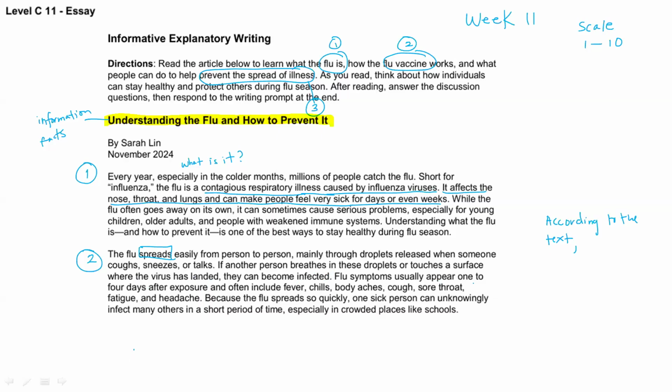Flu symptoms usually appear 1 to 4 days after exposure and often include fever, chills, body aches, cough, sore throat, fatigue, and headache. Because the flu spreads so quickly, one sick person can unknowingly infect many others in a short period of time, especially in crowded places like schools. Why is this the case? Why is it a quick spread?